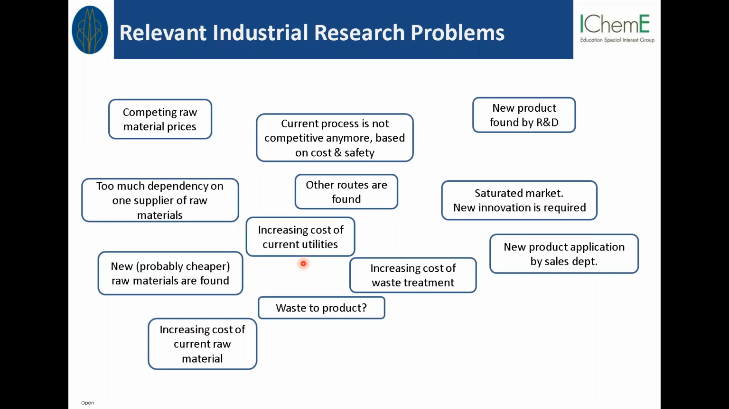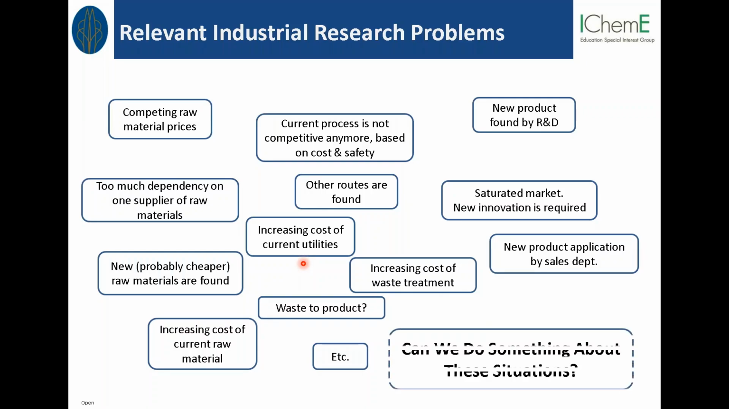These questions lead us to ask ourselves whether we can do something about these situations. As you can see, some of these questions are linked to each other, and some have correlations. But basically, if I see it in general, we have at least two big items to think about: the raw material securities and also the product diversities. At least these two are very common to be found in this type of research question.